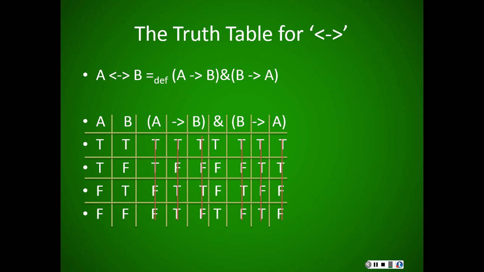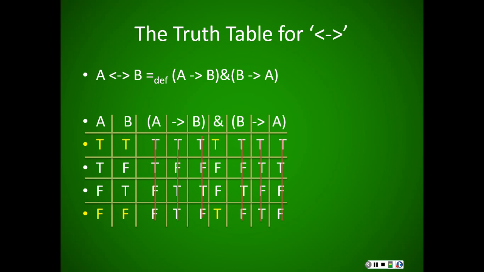Okay, now we cross out those other two columns, and we have the main column that tells us when this whole big sentence is true. We see that it is true in two rows. It is true under the condition that A is true and B is true, and it is true under the condition that A is false and B is false. So A double arrow B is true when and only when A is true and B is true, or A is false and B is false. So A if and only if B is true just in case either both A and B are true or both A and B are false. This gives us the truth table for arrow. This gives us the truth table for double arrow, for if and only if.